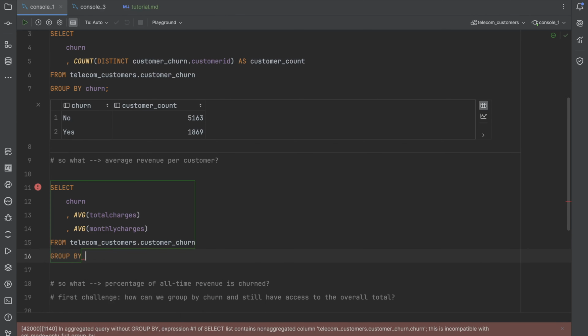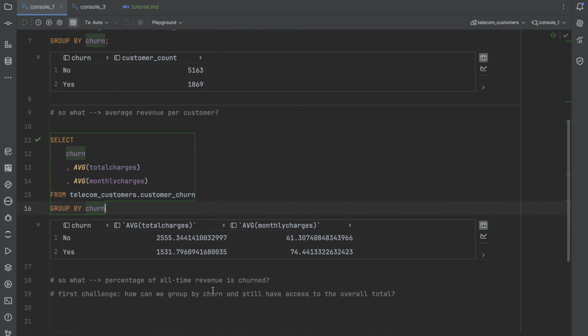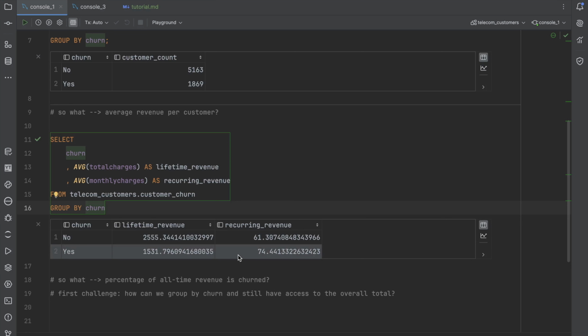We want to make sure that we are grouping by churn. And now when we run this query, we're going to see that we have two columns giving us some numbers, but they're not really user-friendly. They're not named very well. So I had referred to total charges as lifetime value, and I had referred to monthly charges as recurring revenue. So maybe we'll just call this lifetime revenue as well, just to be consistent. So lifetime revenue, recurring revenue. Let's go ahead and rerun this. It's looking a little bit better.